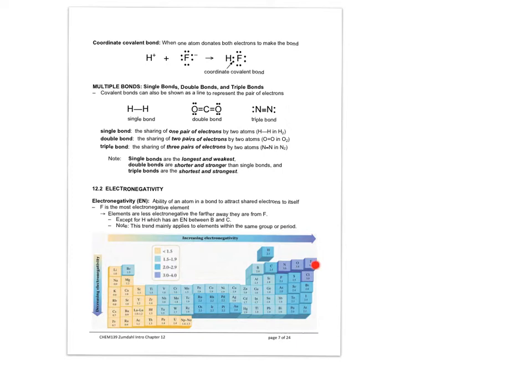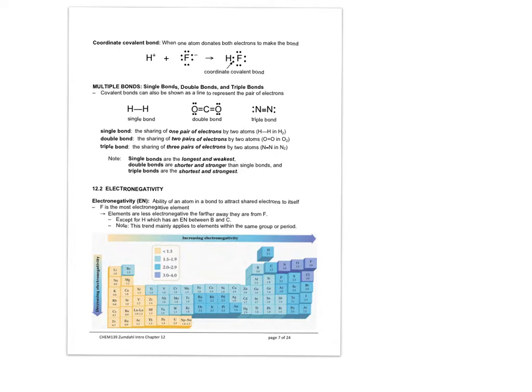Now this is an electronegativity periodic table, and it shows you that the most electronegative is fluorine, and it decreases as you go to the left, it decreases as you go down, and so anytime you go down on the periodic table, electronegativity decreases. Anytime you go to the right of the periodic table, it goes up in electronegativity. You'll notice that the noble gases are not there.